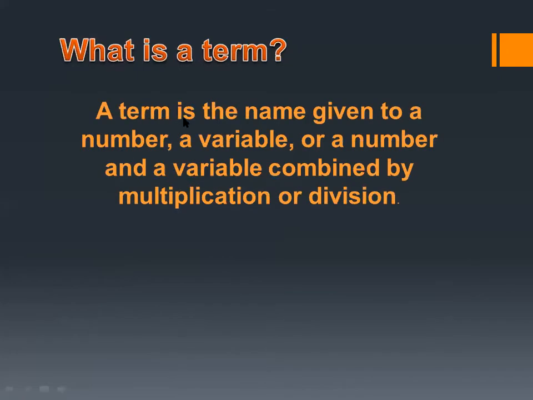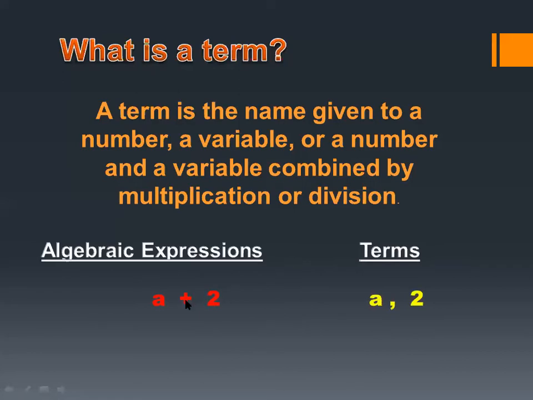Next is, what is a term? A term is the name given to a number or variable, or a number and a variable combined by multiplication or division. Suppose here you have the algebraic expression a plus 2. Here you have the number 2, and a variable a. Terms are separated from each other by different types of operations, such as multiplication, division, addition or subtraction. So they become terms.